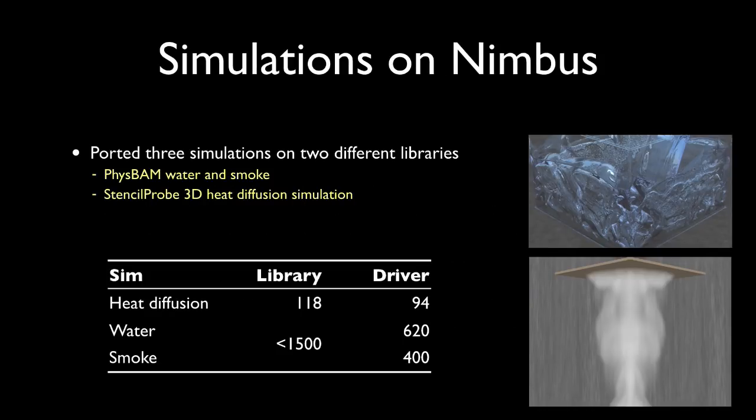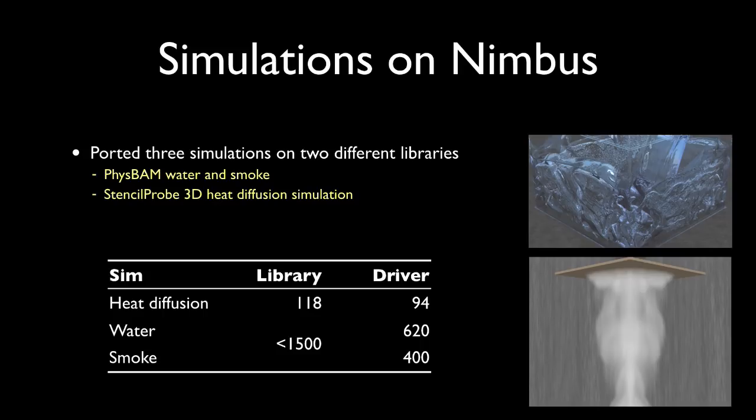For that first claim, we ported 3 different simulations to work under Nimbus using 2 different libraries: FizzBAM water and smoke simulations, and then an open source heat diffusion simulation. Generally speaking, porting the library in FizzBAM, there are a lot of different data types, all of your different kinds of particles and so on, about 20 or so. So it's about 1,500 lines of code to port the whole core FizzBAM fluid library. For the heat diffusion, it's 118 lines of code.